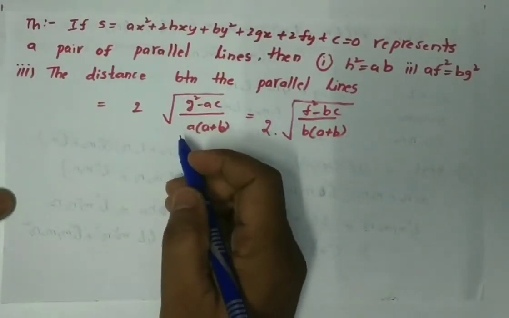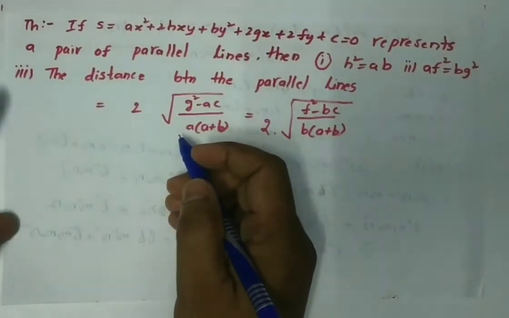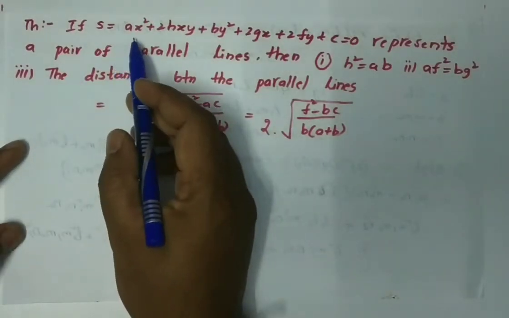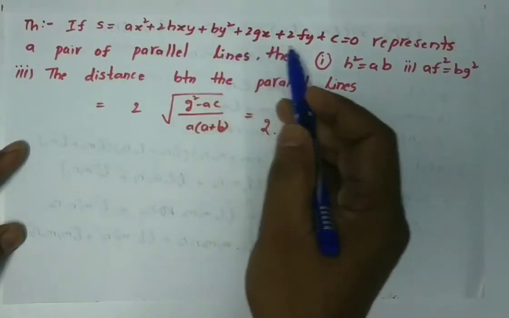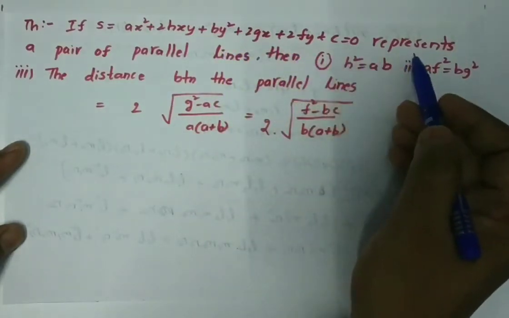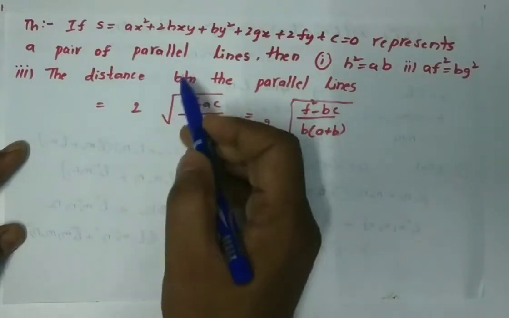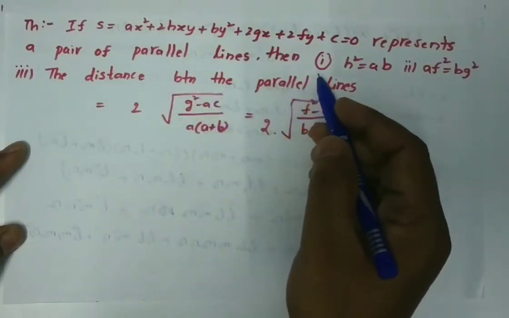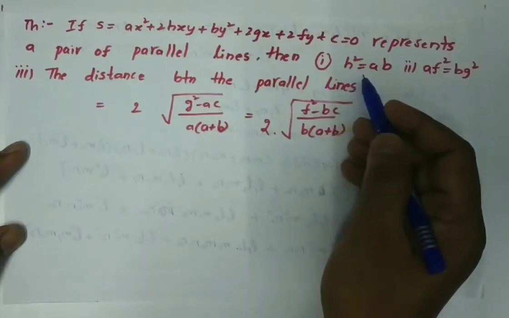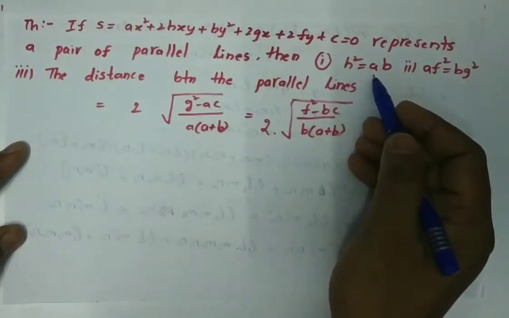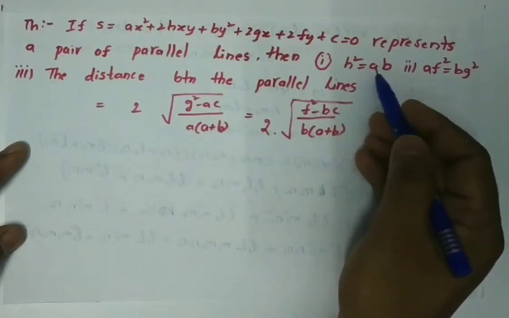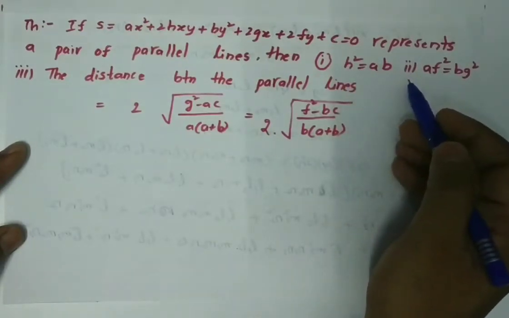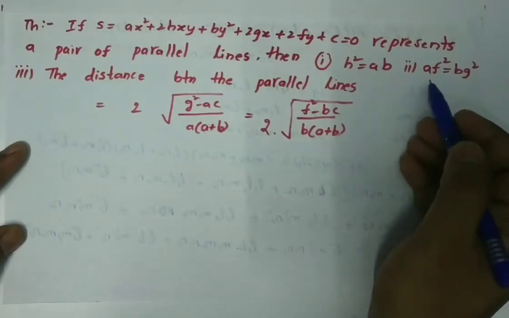Next, let us discuss one more theorem, that is, if S = ax² + 2hxy + by² + 2gx + 2fy + c = 0 represents a pair of parallel lines, then the conditions would be h² = ab. That means the value of h² must be equal to the value of ab. Similarly, second, the value of af² must be equal to the value of bg².